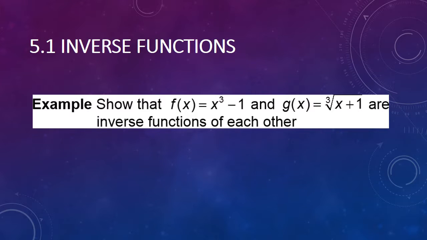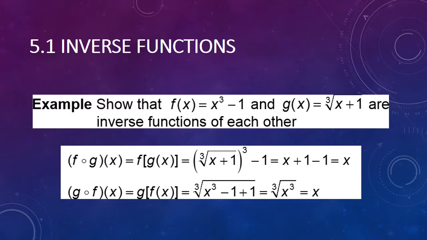So you're going to show that x cubed minus 1 and the cube root of x plus 1 are inverses. What you're going to do is compose the two functions. Now you need to do f of g of x and g of f of x to show this. Pause the recording, give it a try, and resume to check your answer.